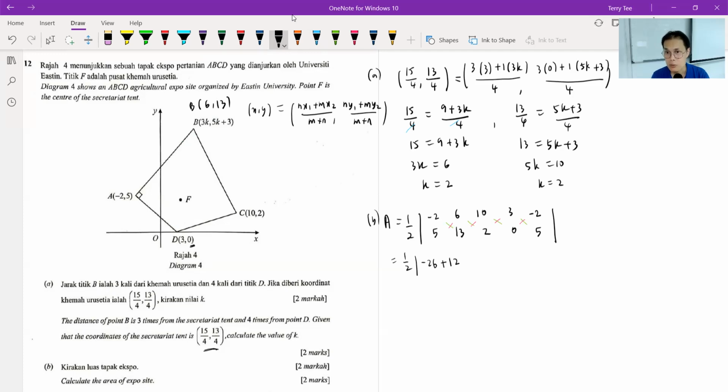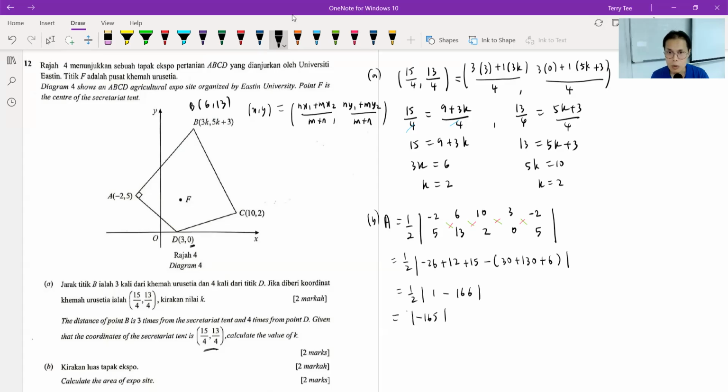10 times 0 is 0. 3 times 5 is 15. Then you minus the other way up: 30, 130, 6, and 0. This will give us minus 26 plus 27, which is 1. 30 plus 130 is 160. 160 plus 6 is 166. So 1 minus 166 is minus 165.